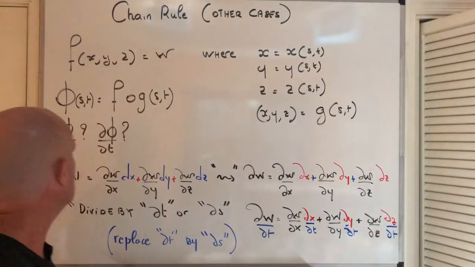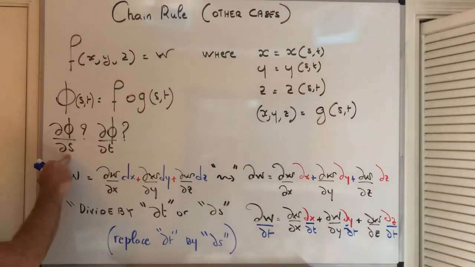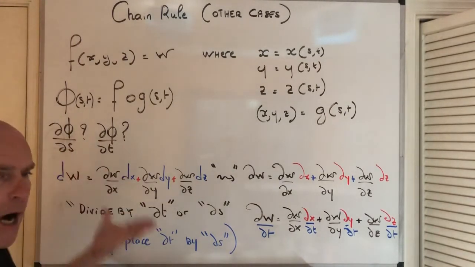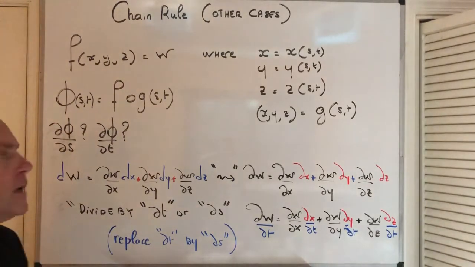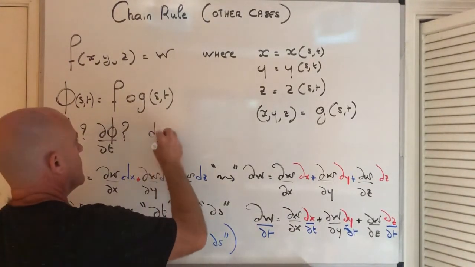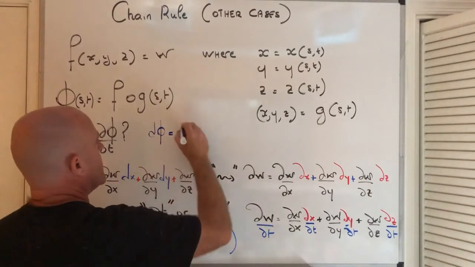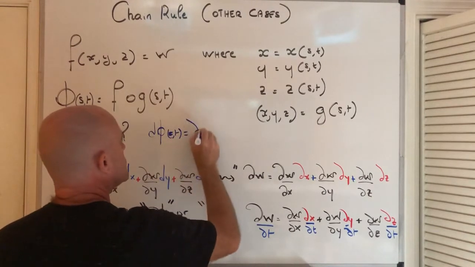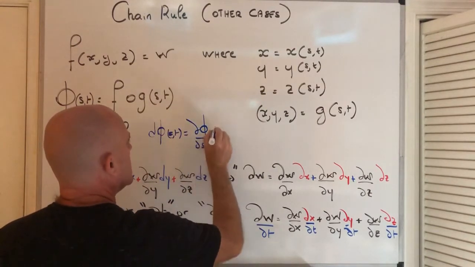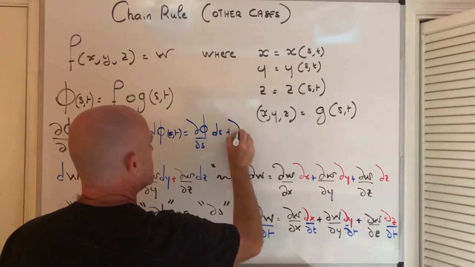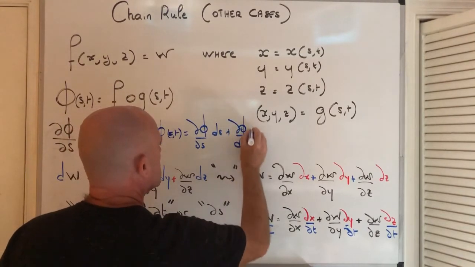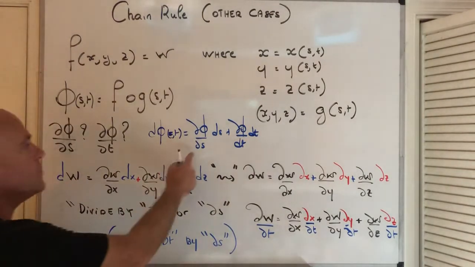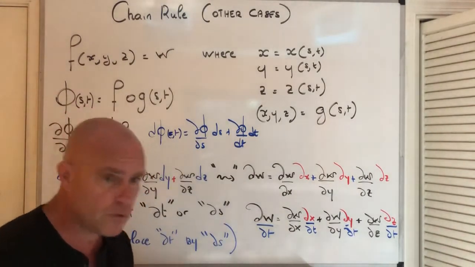Alright, so question, how can I compute the partial derivative of phi with respect to s, the partial derivative of phi with respect to t? Once I know those two guys, it is clear that I can define the differential of phi at a point (s, t) as nothing else than the partial derivative of phi with respect to s times ds, and the partial derivative of phi with respect to t times dt. Well, this is something that you already know. So these are the two objects I need to compute. How do you compute them?